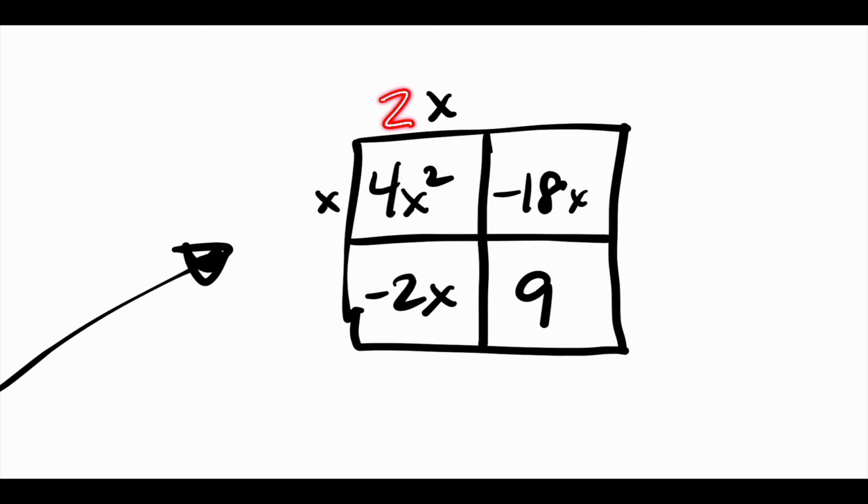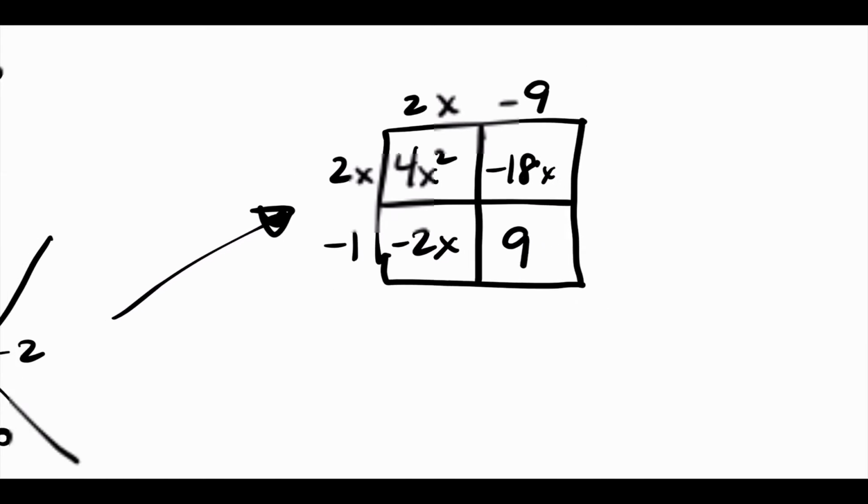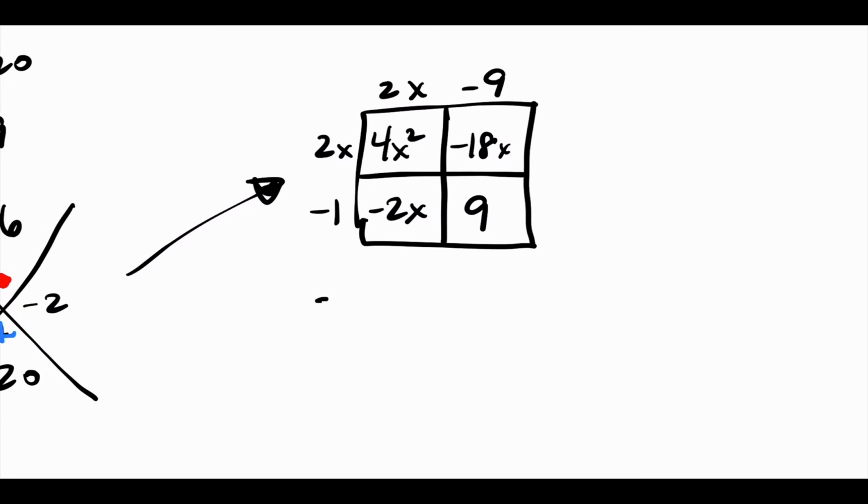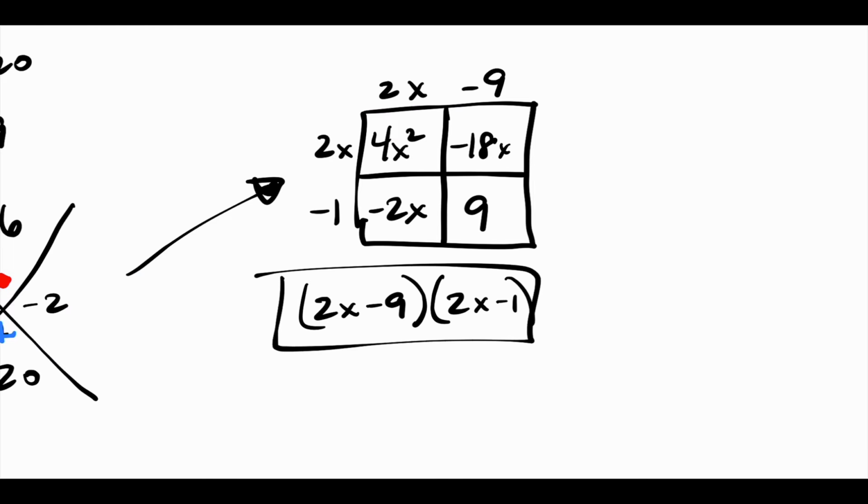So let's try a 2. 2 goes in here twice, and 2 goes in here negative 1 times. Same thing over here. It goes in here 4 times, and it goes in here negative 9 times. So 2 times 2 is the one that fits. The one that fits is the one we want. If it doesn't fit, we don't want it. Okay. So we got 2x minus 9 and 2x minus 1.